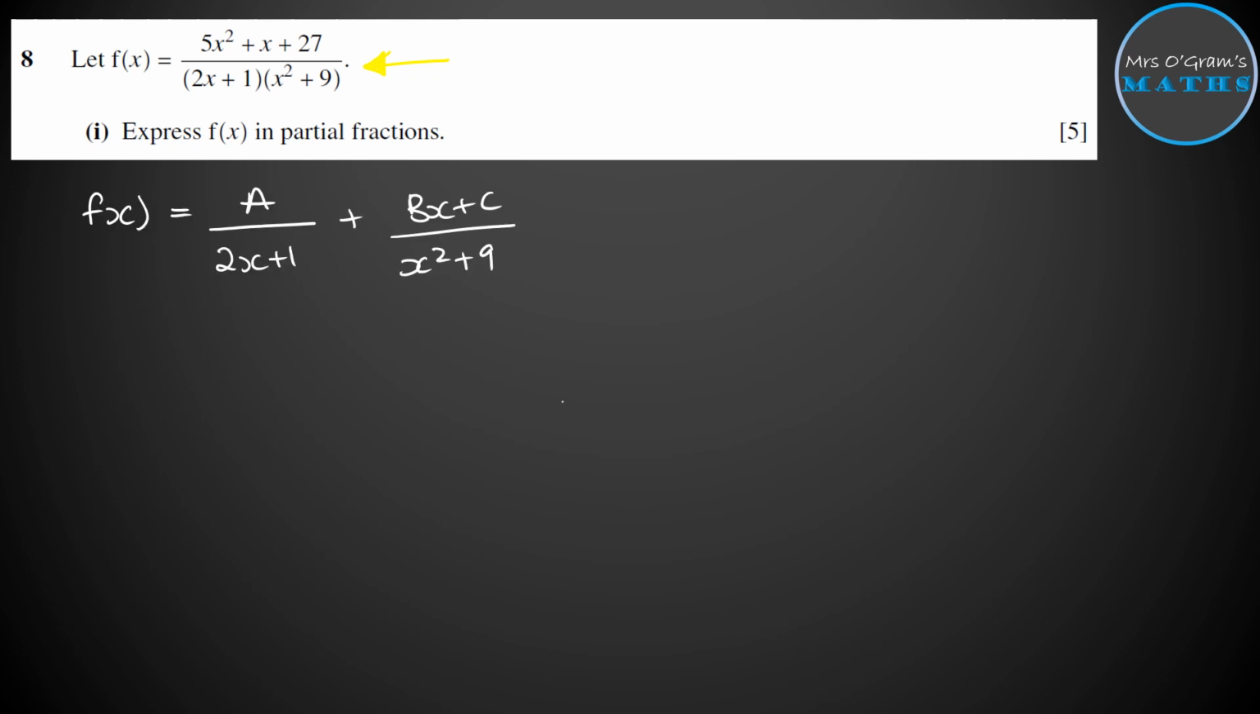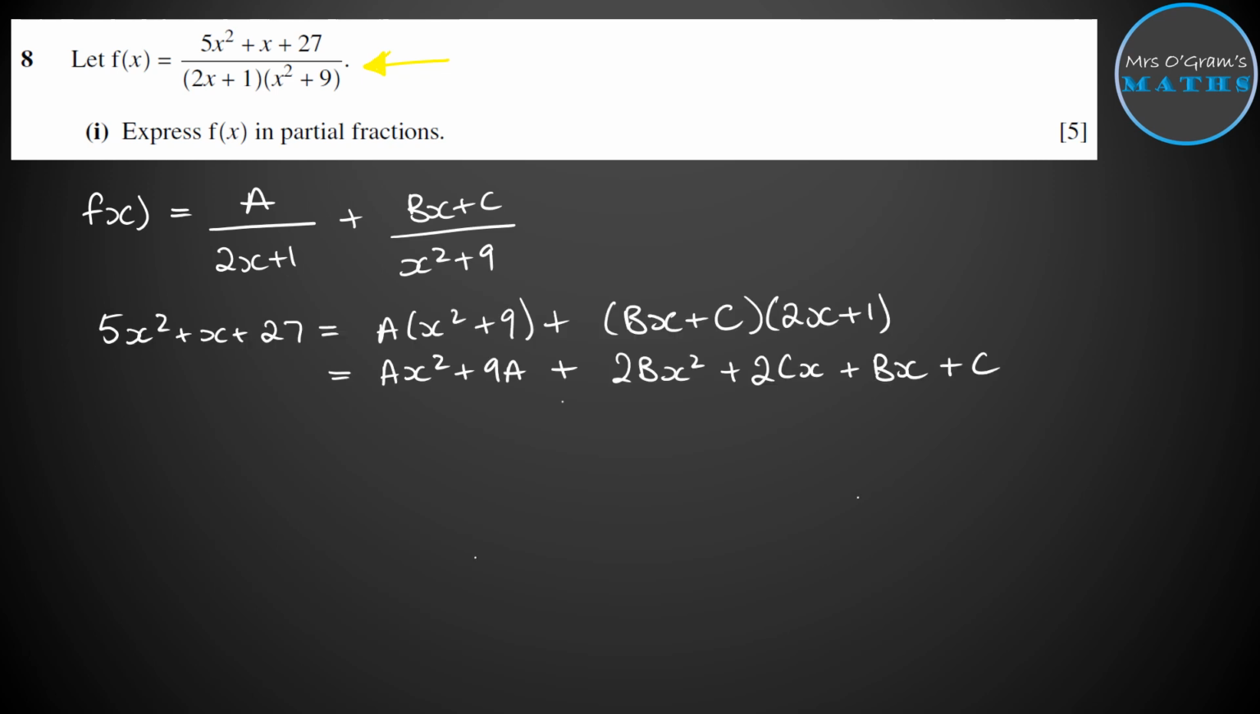So we get it in this form here because of that quadratic of x squared plus 9, we need the bx plus c on the top there. So now we'll go through equating coefficients or substituting in values to work out the a, b and c. So we get this equation from the top lines of the fractions, and first I am going to substitute in x equals minus a half because it will equate this bracket here to 0, and then that'll help us to get the value of a. So we get a equals 3.